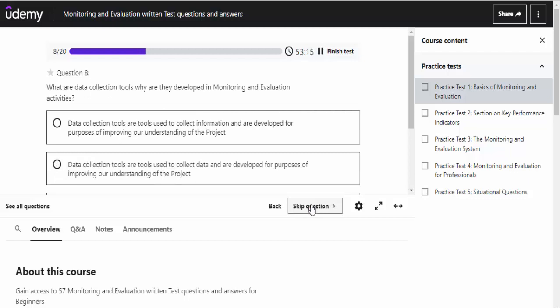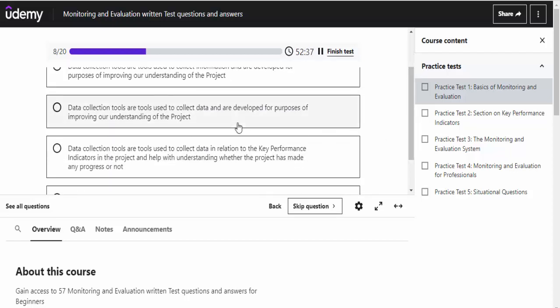Question 8. What are data collection tools and why are they developed in monitoring and evaluation activities? Data collection tools are tools used to collect information and are developed for purposes of improving our understanding of the project. So the data collection tools, guys, they are not used to collect information, because information is the end product. It's after you've done the analysis. But data collection tools are used to collect data and are developed for purposes of improving our understanding of the project. Okay, so I would go with this one.